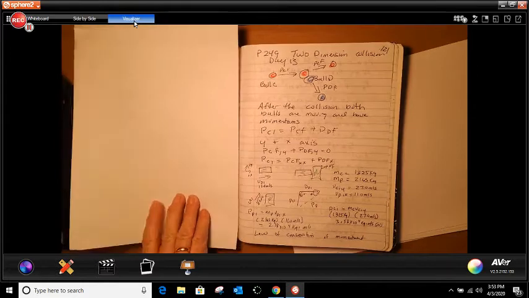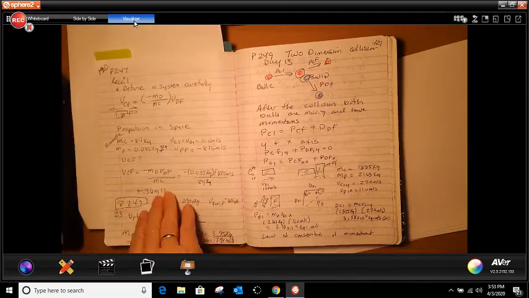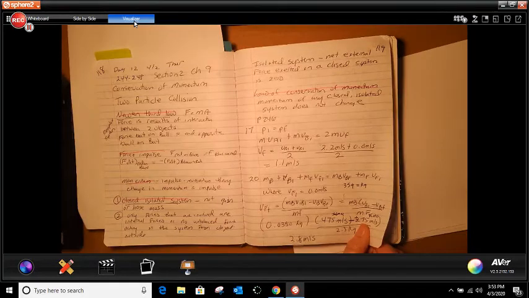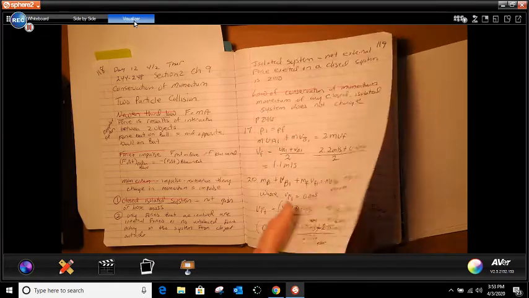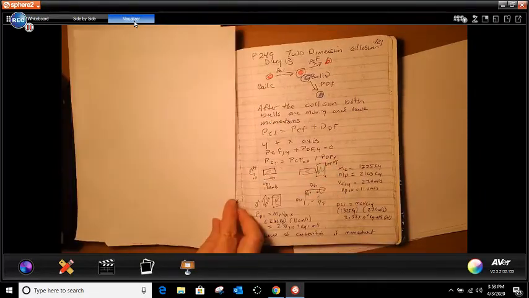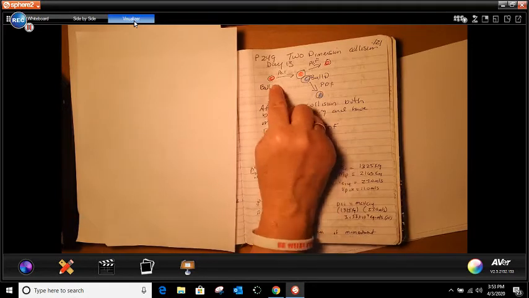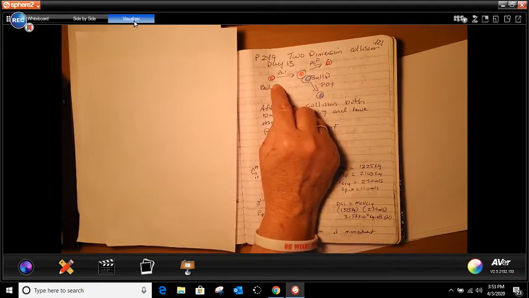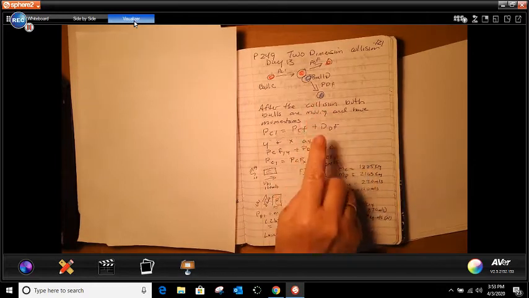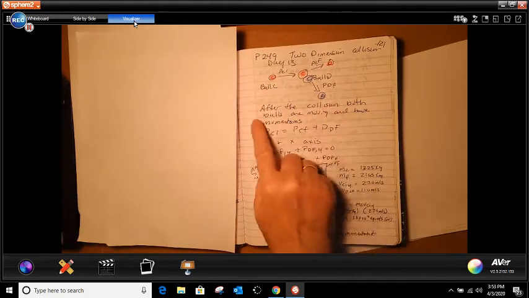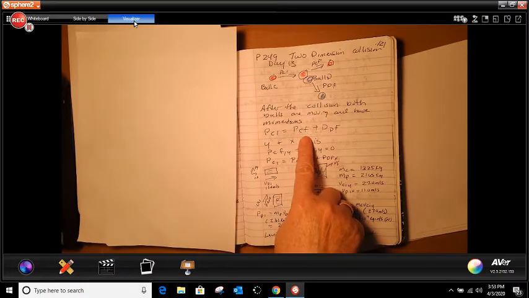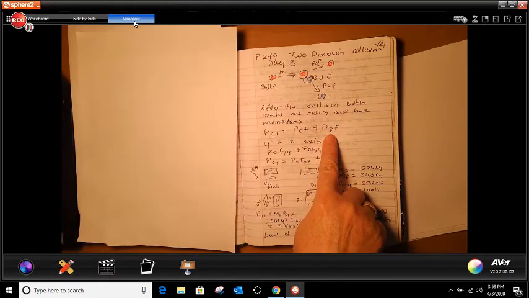We talked about two particle collisions yesterday, or whatever day you want to call it, it was really earlier today for me, and now we're going to talk about two-dimensional collisions. So here we have a billiard ball on a billiard table, and it hits another ball. There are two dimensions to that. It says after the collision, both balls are moving and have momentum: p_i equals p_f plus p_f.